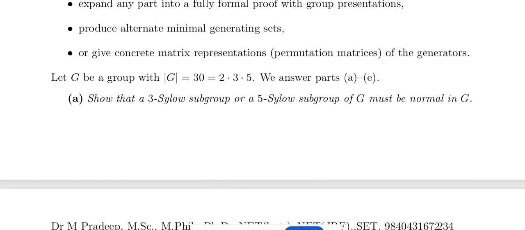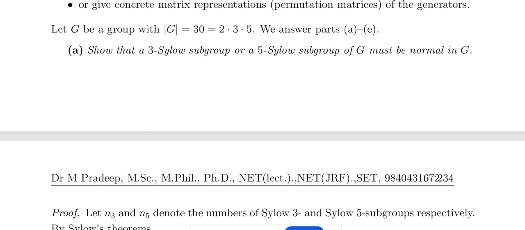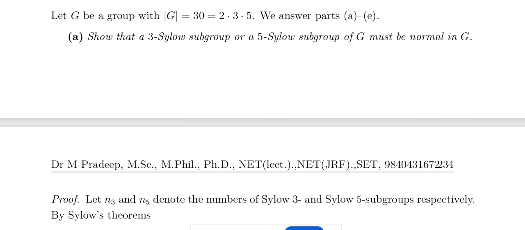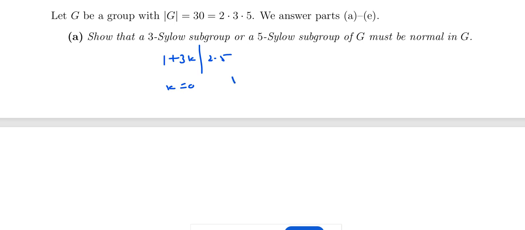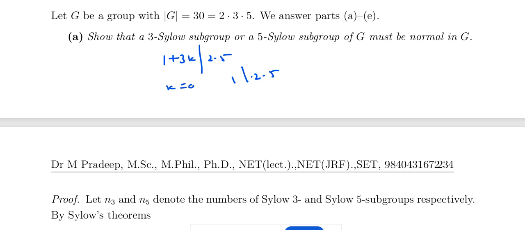Order of G equal to 30. The 3 Sylow subgroup must be normal. The number of 3 Sylow subgroups is of the form 1 plus 3k, and 1 plus 3k should divide 2 into 5. These are the possibilities: k equal to 0, then 1 divides 2 into 5. For k equal to 1, 4 doesn't divide 2 into 5. So n3 equal to 1, that is a unique 3 Sylow subgroup, therefore it should be normal.